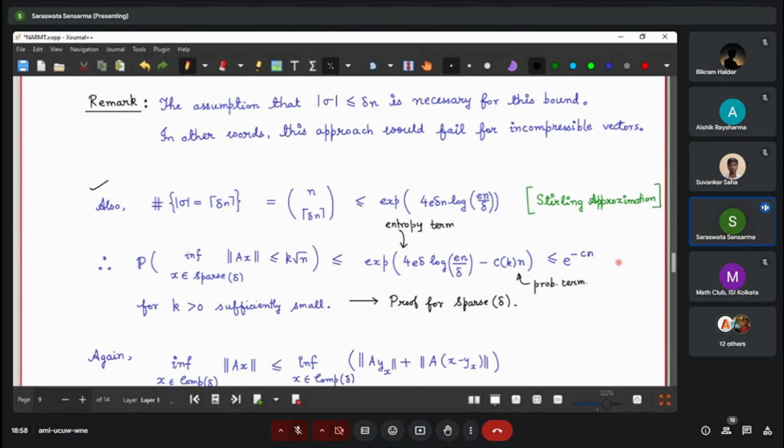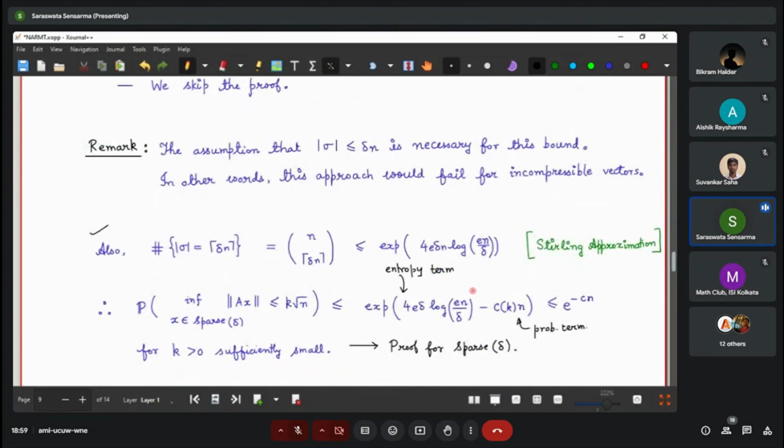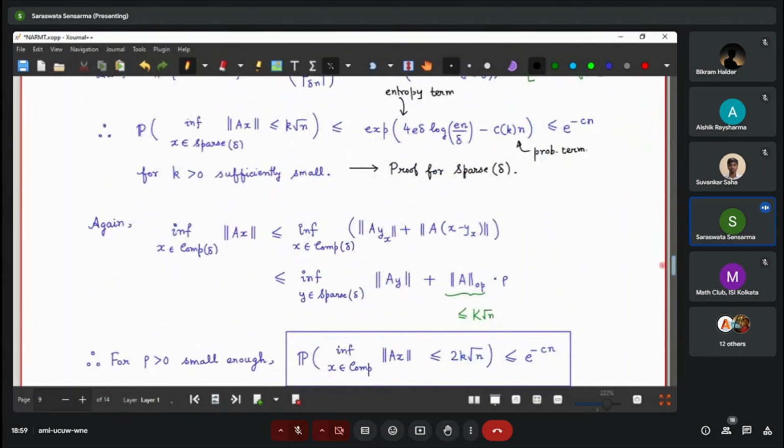Maybe I should clarify some things here, or is it fine? Sorry about it. It's a bit cluttered, I think. But anyway, once you have a bound for sparse vectors, it is easy to extend them to compressible vectors using the exact same technique that we described before. In particular, if you want the infimum over compressible vectors, you can again split this vector x as x minus yx and yx, where yx is a sparse vector, and then that splits up as this infimum, and the second term, this guy is always less than or equal to rho, so you get this term.